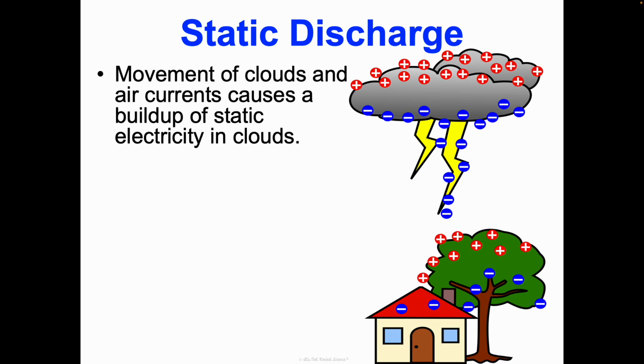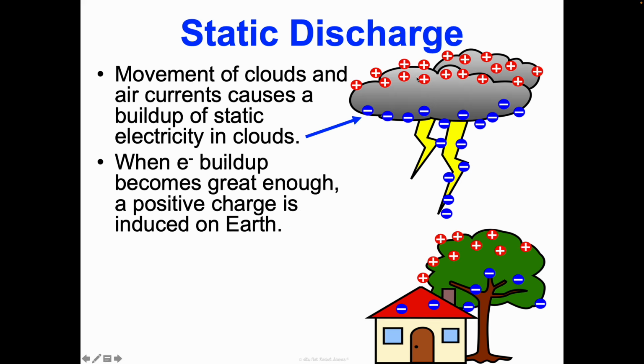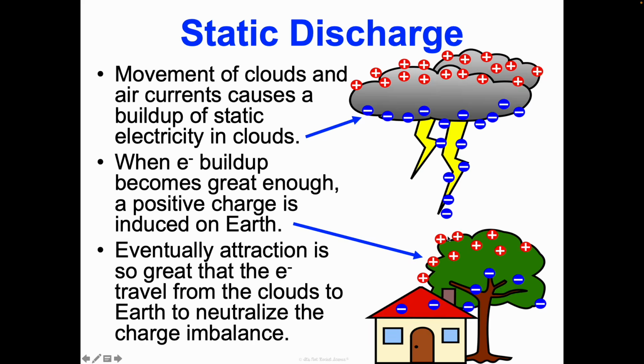The movement of clouds and air currents in the sky causes a buildup of static electricity in the clouds. When that electron buildup becomes great enough, it will then induce a positive charge on Earth, let's say on this tree. So remember, like charges repel, so those electrons move away from each other, and opposite charges are attracted, those electrons and those protons. Eventually, this attraction between those opposite charges will become so great that electrons will travel from the clouds to Earth to then neutralize that charge imbalance.